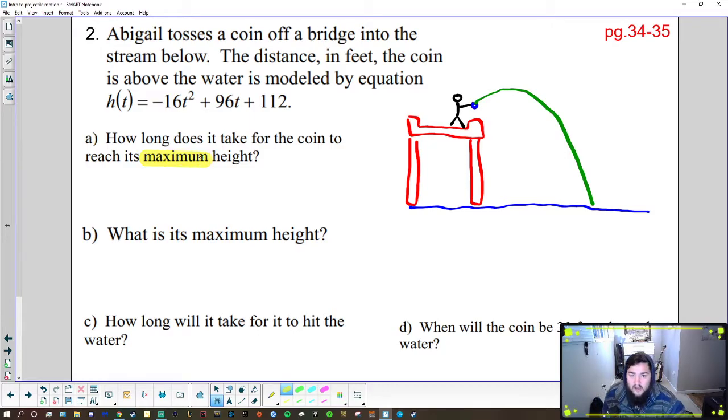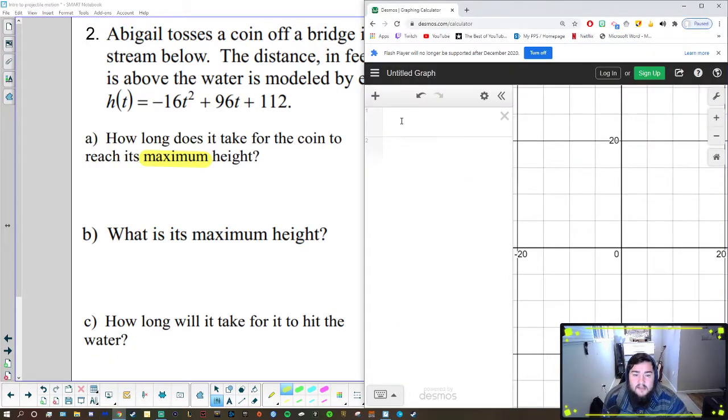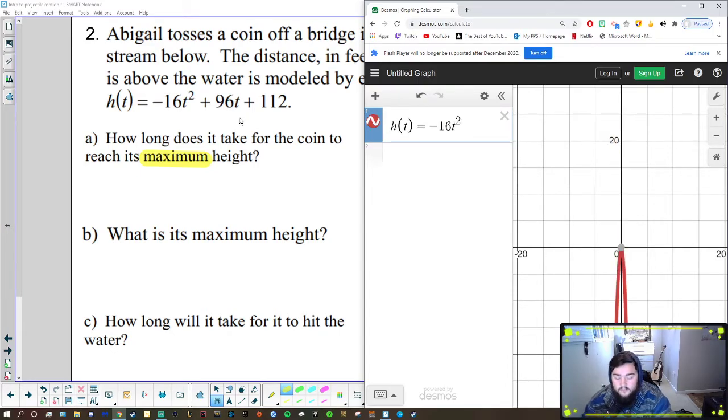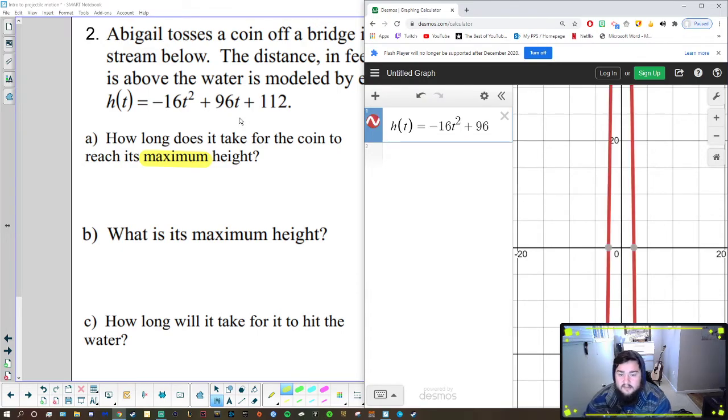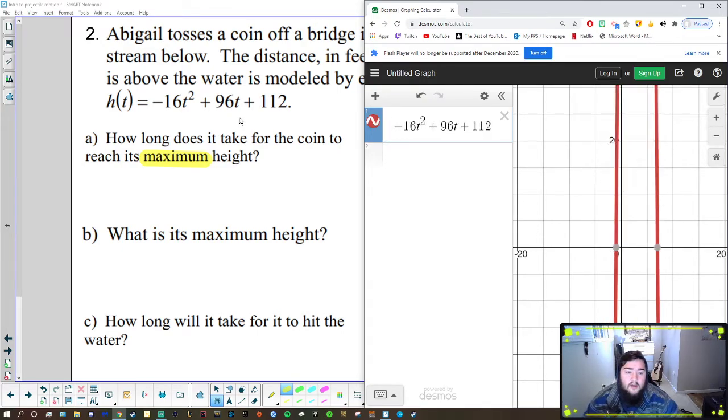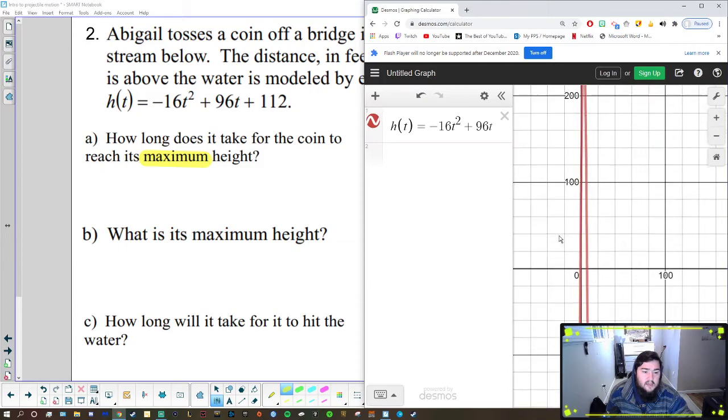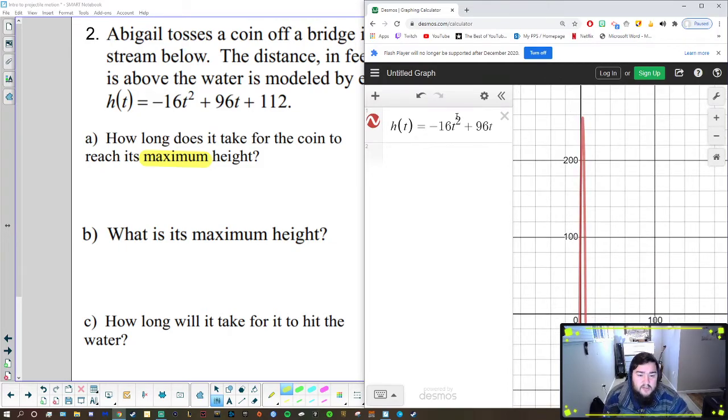Now our picture is awesome to help us figure out what's happening in the problem, but what we need to do is put our modeled equation of a quadratic into Desmos. So I'm going to open up Desmos and put in my quadratic, making sure to type in h of t equals negative 16 t squared plus 96t plus 112.